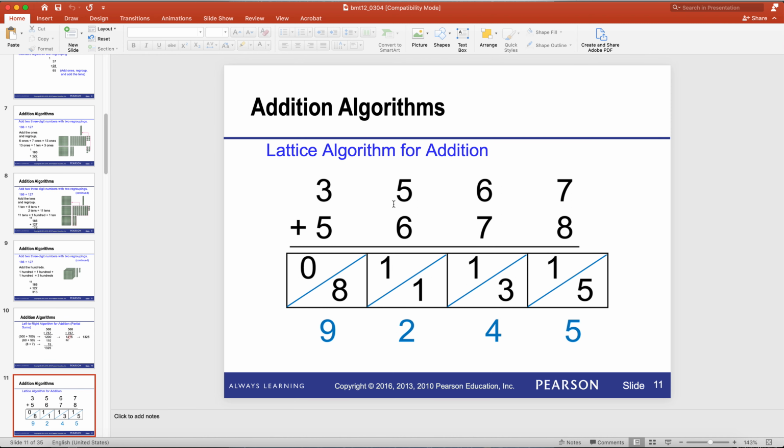The lattice algorithm for addition is basically looking at the ways that we can group numbers. So I have ones and tens. So 3 plus 5 is 8 and 0 tens.